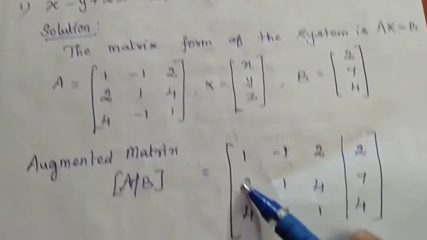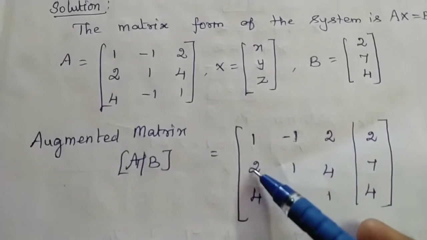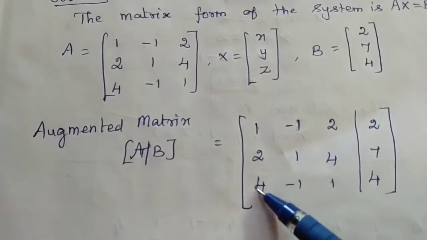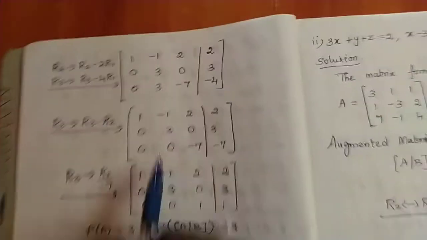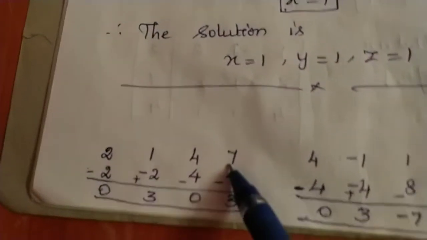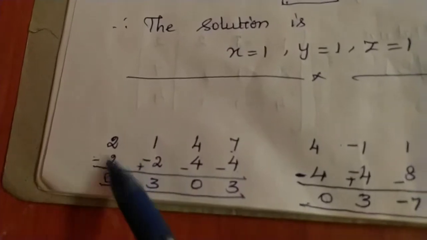Now, using elementary transformations, here one is there. We want to make this place equal to 0. That means R2 implies R2 minus 2R1, and R3 implies R3 minus 4R1. Now R2: multiply R1 by 2 and subtract, we get 0, 3, 0, 3. Now R3: multiply R1 by 4 and subtract, we get 0, 3, minus 7, 4.